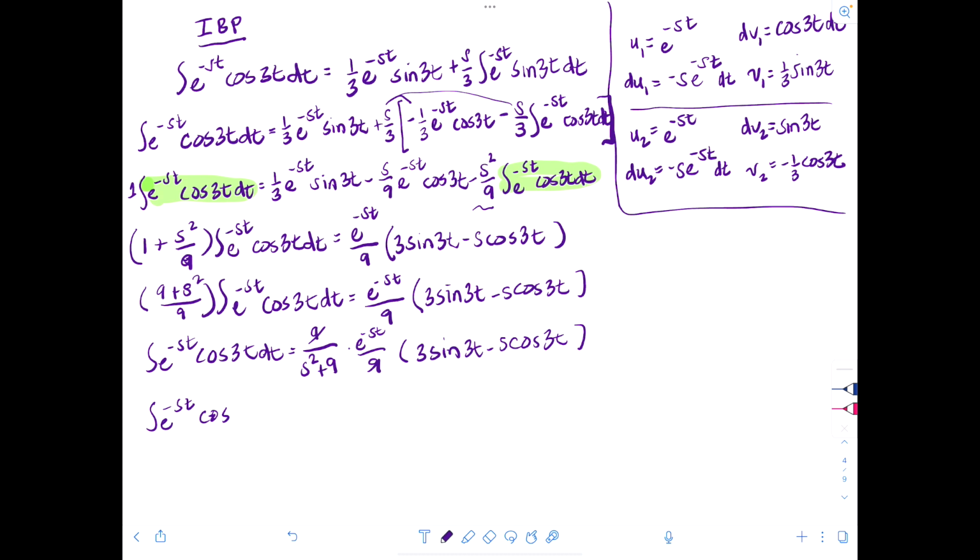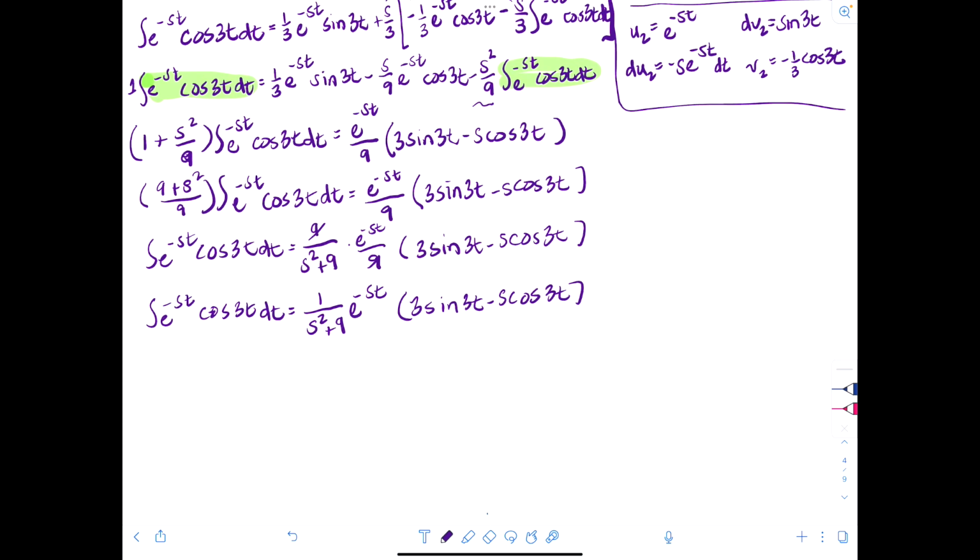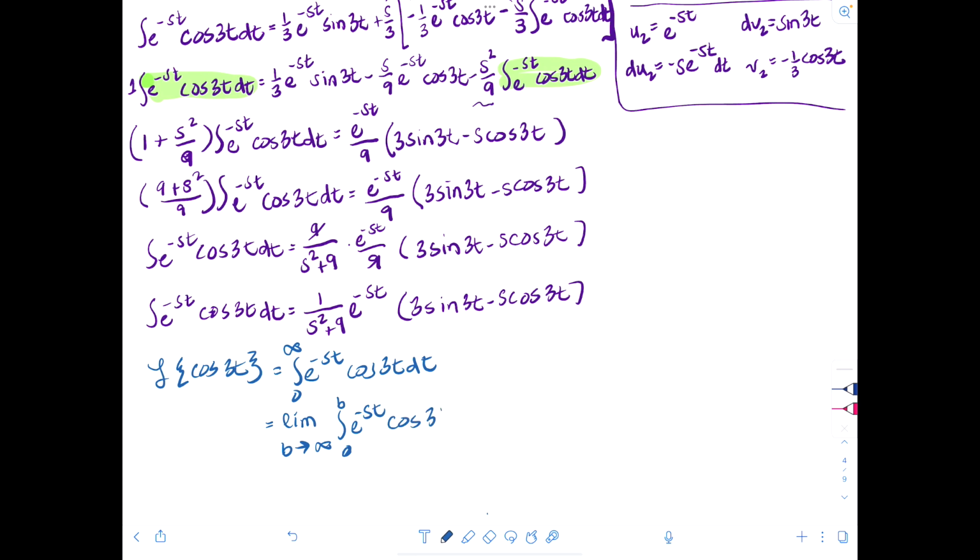So those 9's divide out, and I will have the integral of e to the negative st times cosine at 3t dt equals 1 over s squared plus 9 times e to the negative st times 3 sine at 3t minus s cosine at 3t. Groovy? Okay, so remember that we were dealing with the Laplace transform. So the Laplace transform of cosine at 3t is equal to the integral from 0 to infinity of e to the negative st times cosine at 3t dt. But that will be the limit as b approaches infinity of the integral from 0 to b of e to the negative st times cosine at 3t dt.